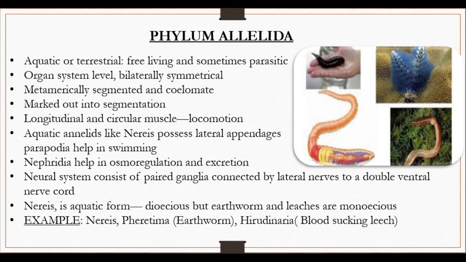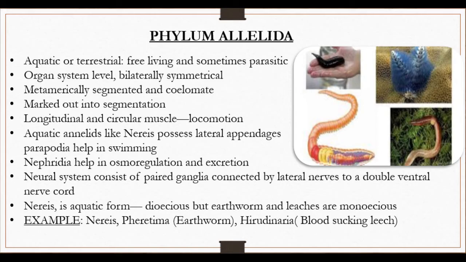Aquatic annelids like Nereis possess lateral appendages, the parapodia, which help in swimming. The nephridia help in osmoregulation and excretion. The neural system consists of paired ganglia connected by lateral nerves to a double ventral nerve cord. Nereis is an aquatic form. They are dioecious, but earthworms and leeches are monoecious.